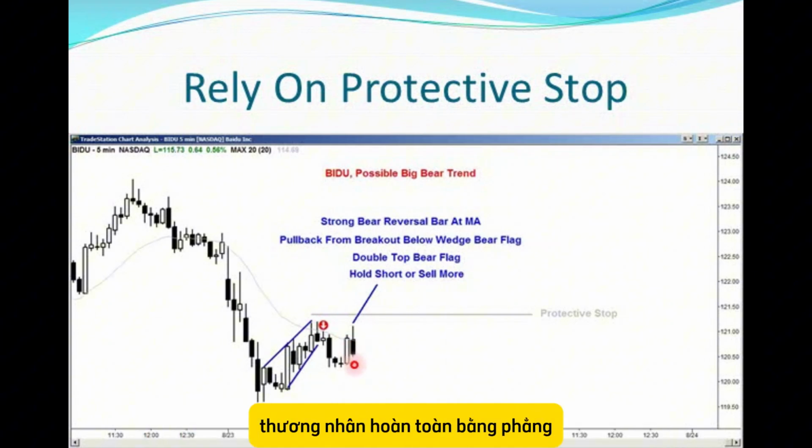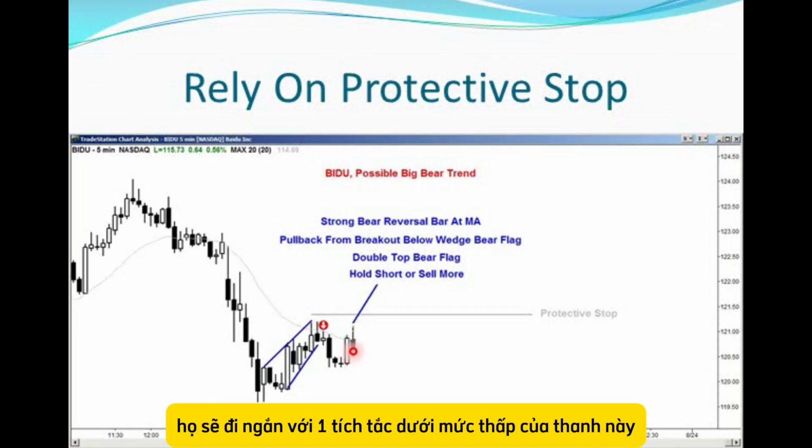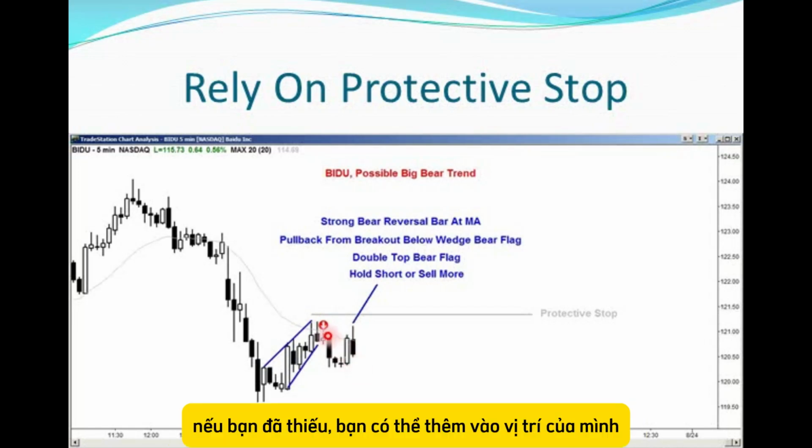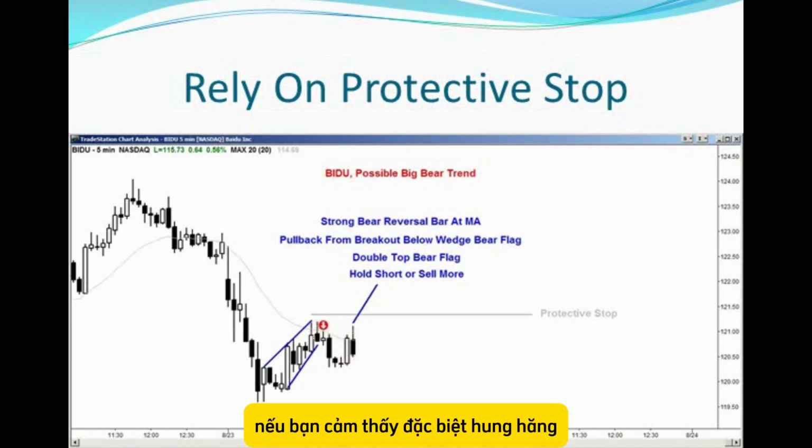Traders who are totally flat, they see this as a double top bear flag with a very strong signal bar at the moving average. They would go short at 1 tick below the low of this bar. If you're already short, you might add to your position if you feel particularly aggressive.